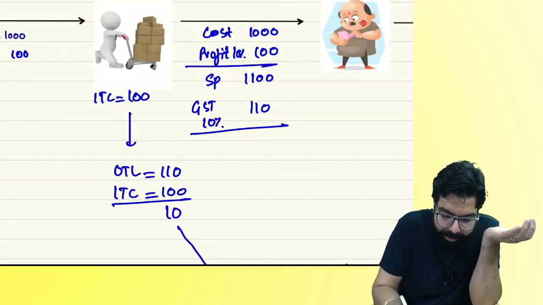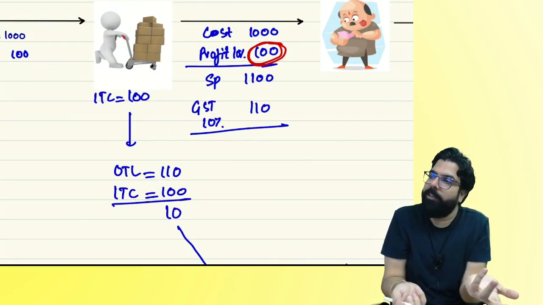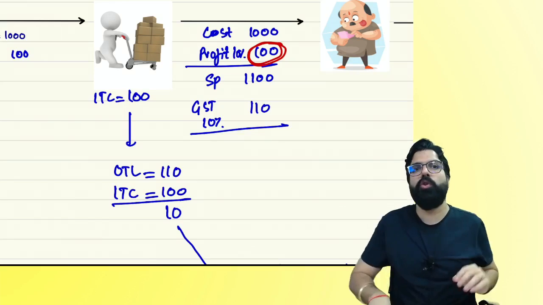This could have been directly done also. How much value addition he did? On 1000 rupees, how much he added? 100. So 100 at 10% is how much? 10. This could have been done like this. So two ways of doing it.